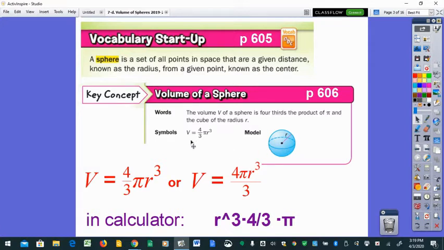The volume formula is right here, and I've listed it twice. I've listed it the way the book gives it, and then I'm going to list it the way that it's easier to put in the calculator. But the volume of a sphere is 4/3 pi r, and notice that the radius is cubed this time. There are your 3 dimensions. Unlike a cone or a cylinder, it doesn't have a height.